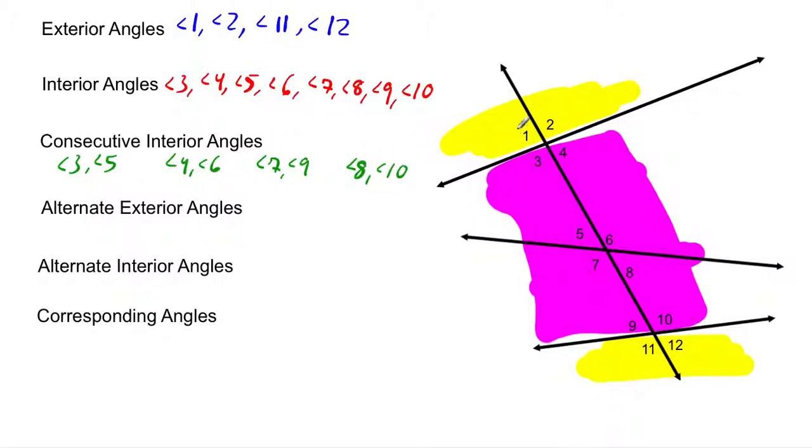Alternate exterior angles. So there's 1 looking up this way, and there's 12 looking down there. So we're going to have angle 1 and angle 12. Here we're going to have angle 2 and angle 11.